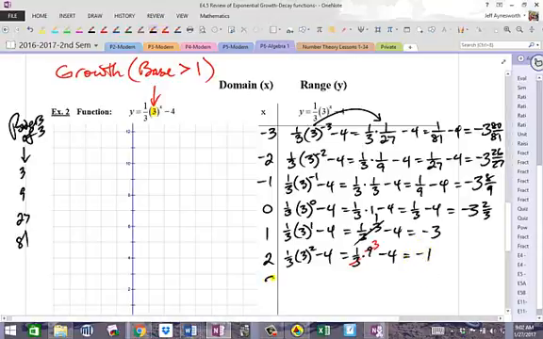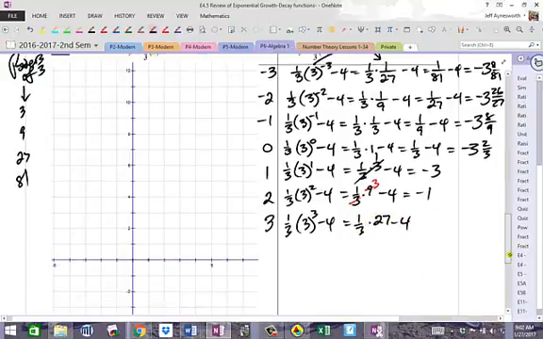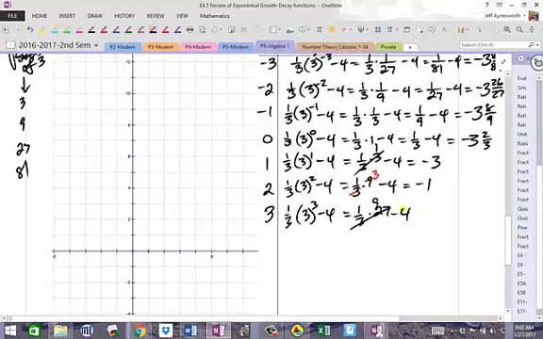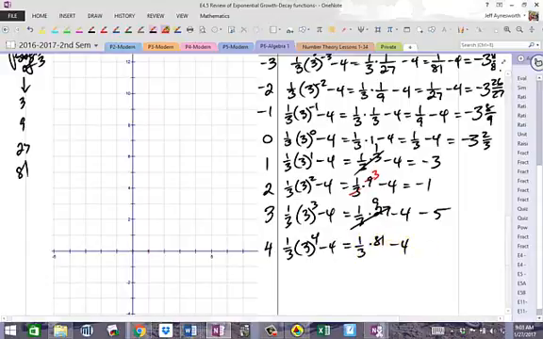When x is 3, we have 1/3 times 3 cubed minus 4. And so we have 1/3 times 27 minus 4. Divide, you get 9. Minus 4, you get 5. Okay, and let's do one more, 4. So 1/3 times 3 to the 4th minus 4 is 1/3 times 81 minus 4. 81 divided by 3, just go backwards, you get 27. All right, 27 minus 4 is 23.